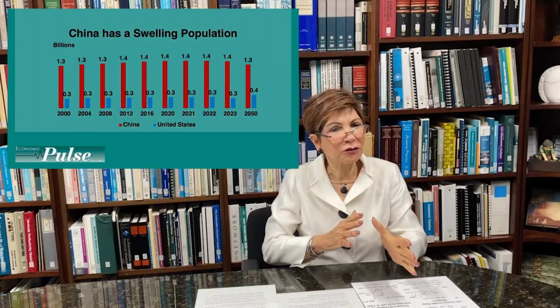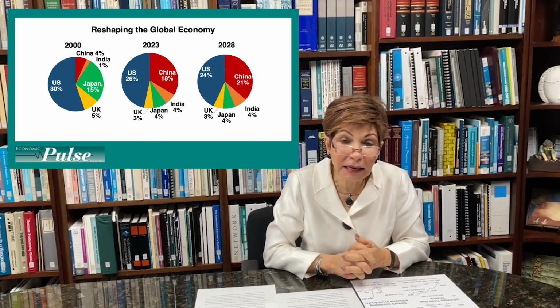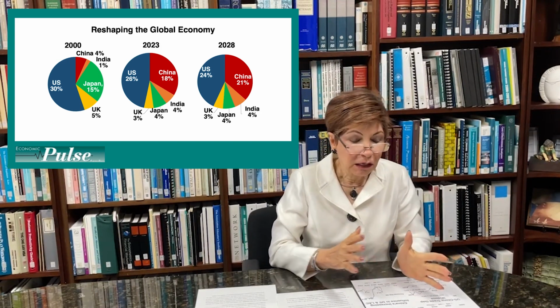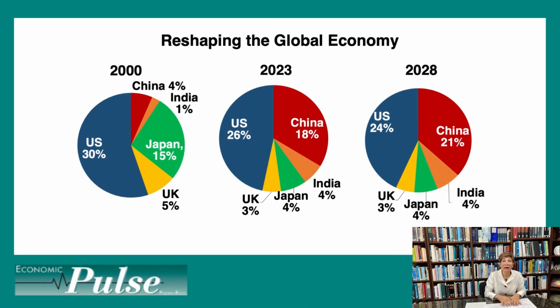But first of all, let me just remind you of the reshaping of this global economy with these three pie graphs that I'm showing for you. The first one is 2000 as a percentage of global gross domestic product in real terms. US was 30% of that global GDP in 2000. China was only 4%. By 2023, US had gone down to 26%, but China had increased to 18%. And by 2028, it is forecasted that China will contribute 21% to the global gross domestic product, and the US will still remain with 24%.